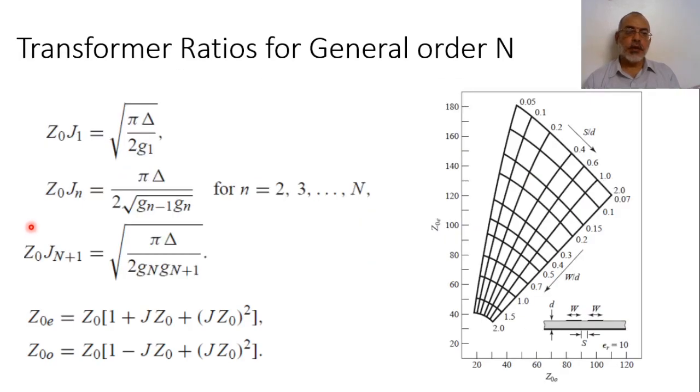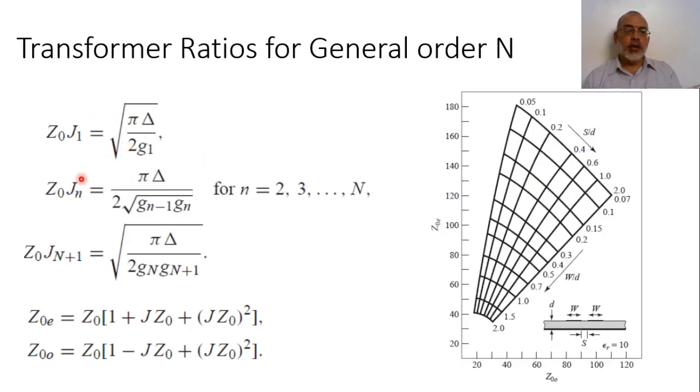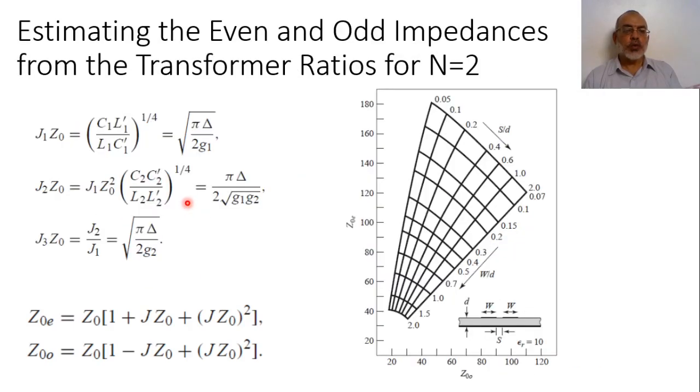In this case, the value of the inverter for the first inverter would be the square root of pi delta over 2G1. Effectively, this is the same as the previous one, pi delta over 2G1. And the inner inverters would have Z0 Jn, where n is 2, 3, 4, and so on, equal to pi delta over 2 square root Jn minus 1 multiplied by Jn. For the previous case where n was only 2, it was J2 equal to pi delta over 2 square root J1 multiplied by J2, which was this one.